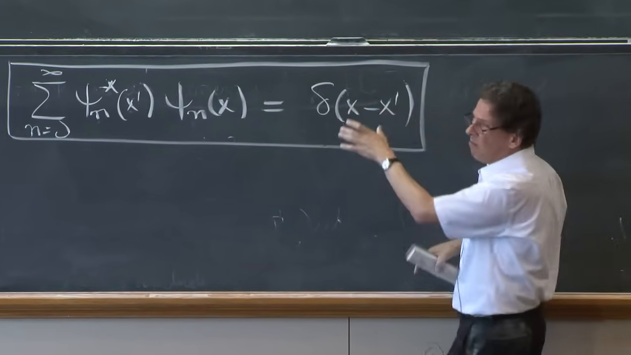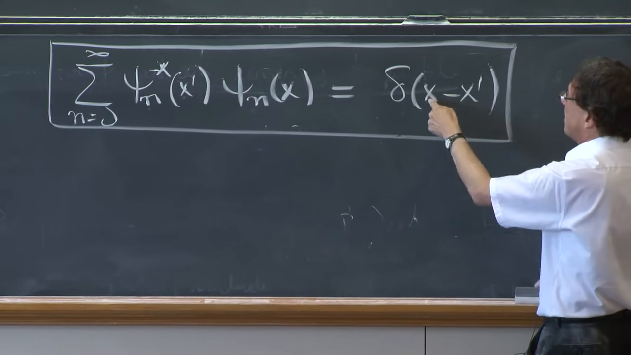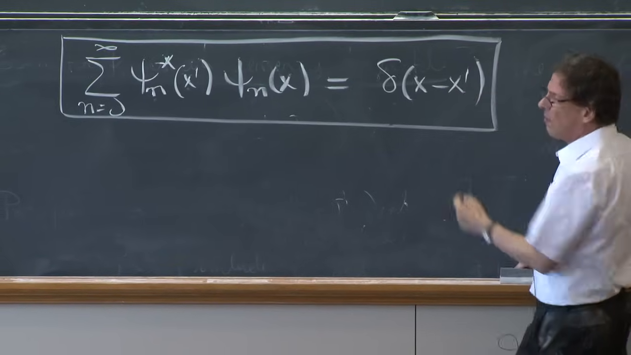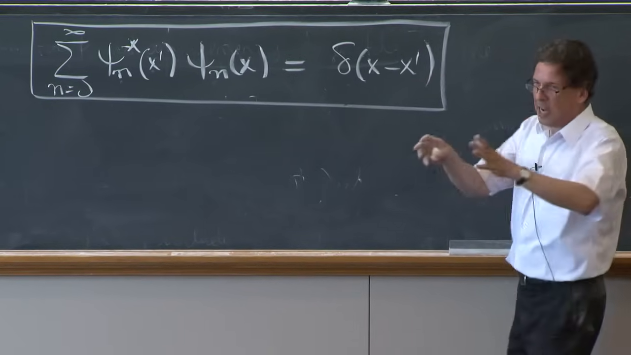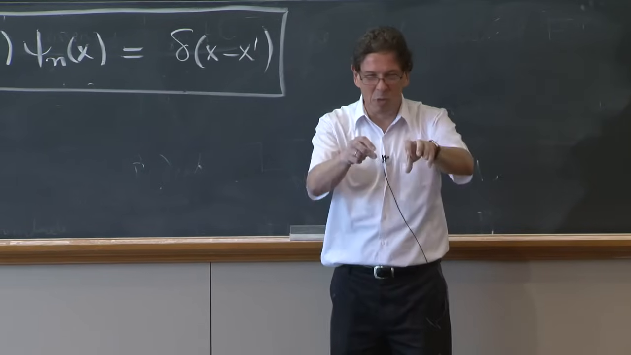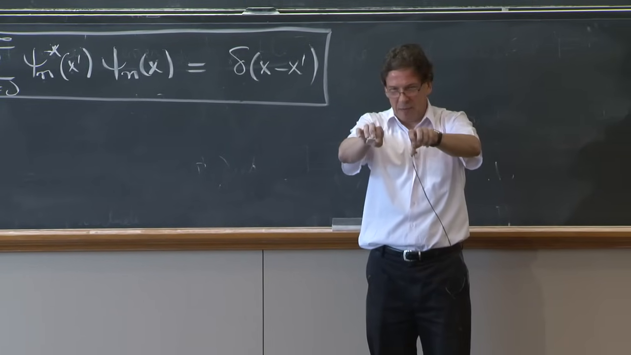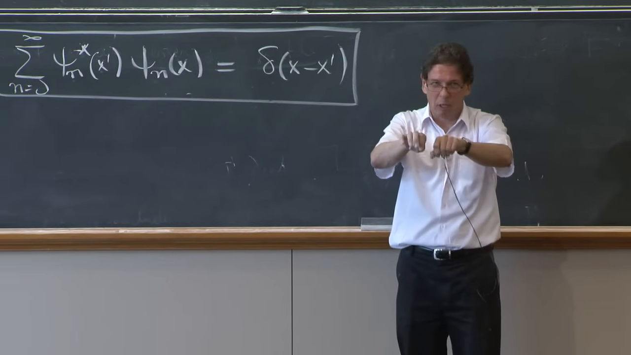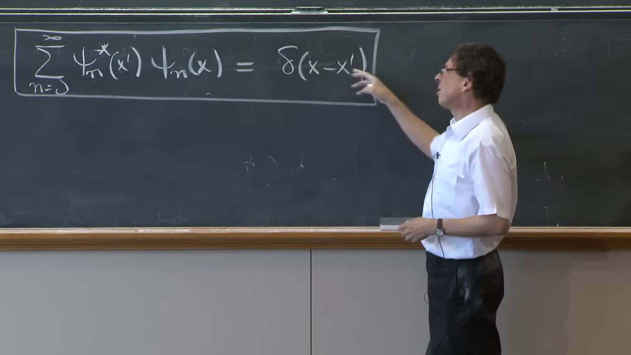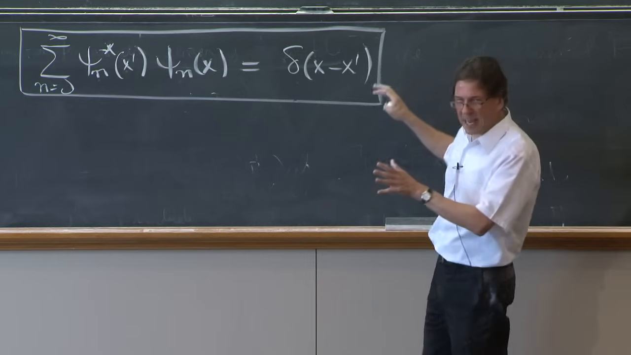Something is 1, but actually infinite, when x is equal to x prime. So if you think of this function of x and x prime as a matrix, it's a very strange matrix with two indices, x and x prime. When x is different from x prime it is 0, but when x is equal to x prime it is 1, but it has to be a delta function because it's a continuous variable. But it's the same idea.